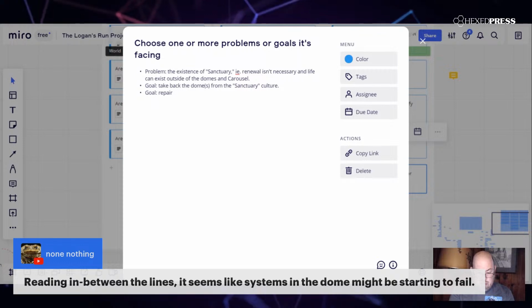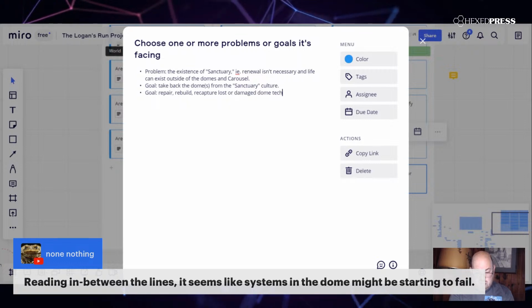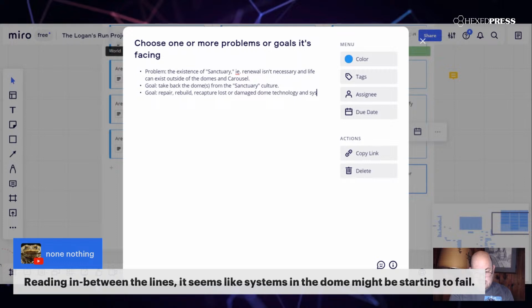So let's make a list here: repair, rebuild, recapture lost or damaged dome technology systems. Because it could be that they can. It seems like what the Sandmen are capable of is doing the maintenance. Now they can sit in their computers. Beep, beep, beep. Okay, they can turn some dials. Okay, they can do this or that. And I'm sure with some problems up to a certain point, they can deal with it.